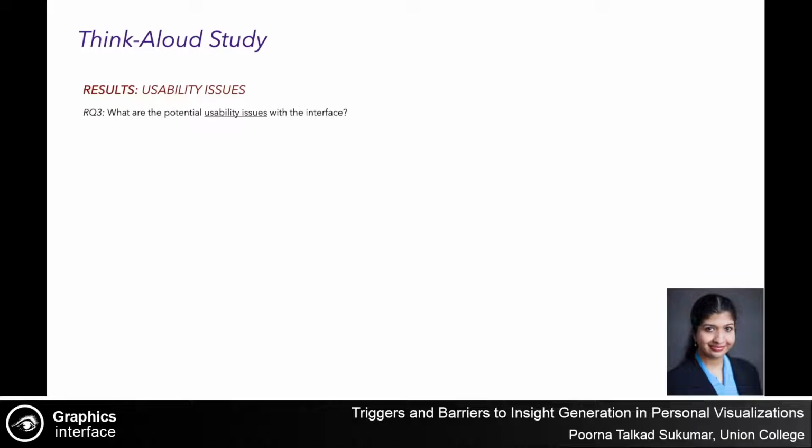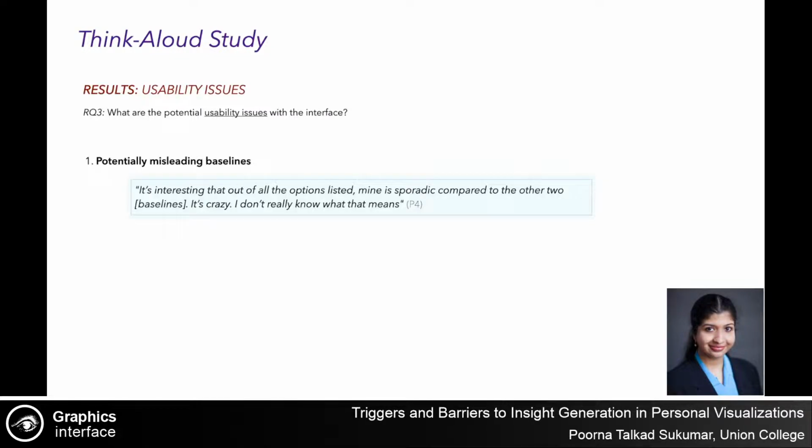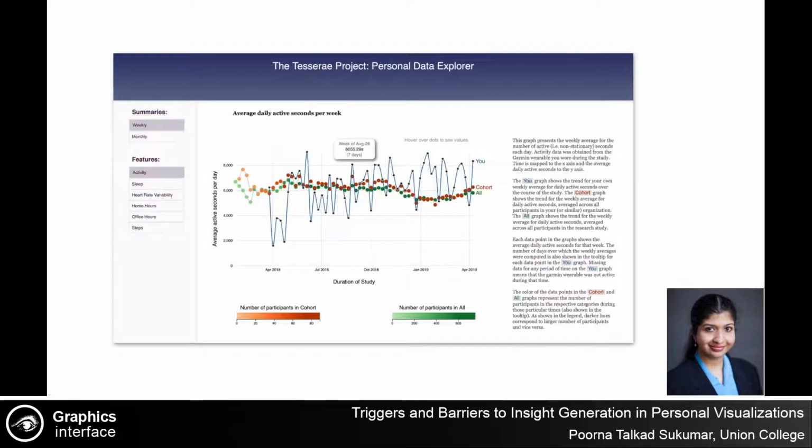And to answer our third research question, we found a few usability issues with our interface. We found that the baselines provided on the interface were potentially misleading. As you can see, the cohort and the all baselines included on the interface represent the average values for the participants in the cohort and the study respectively. And as you can see, they appear less variable compared to the participants' data.